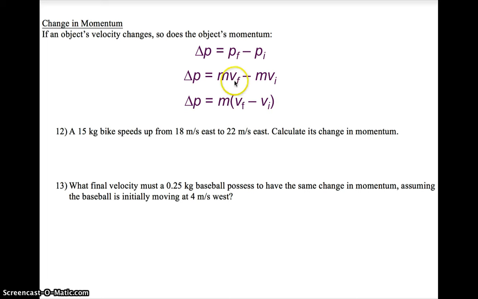We can factor out an m, and when we do, the equation becomes this. This is the equation that you want to box. This is an equation we will use in our problem solving. So using this equation, go ahead and solve 12 and 13.